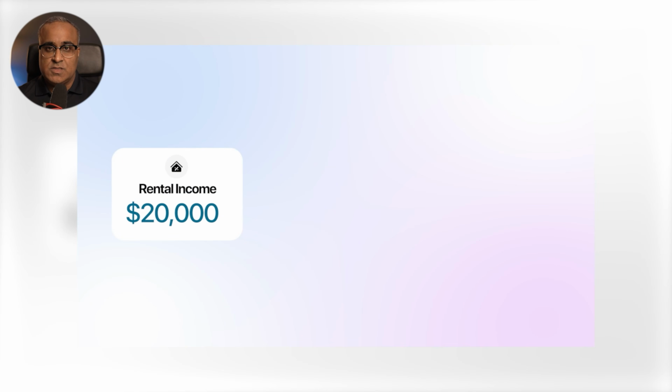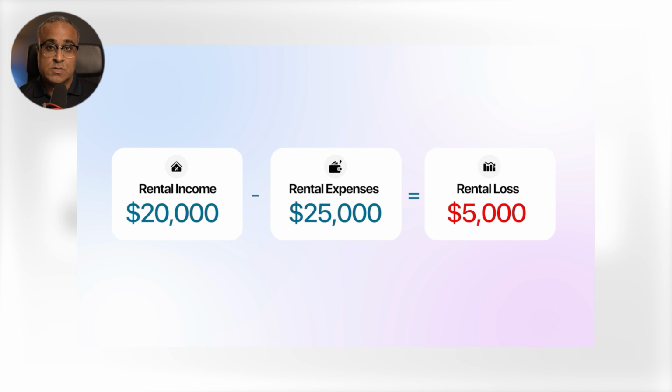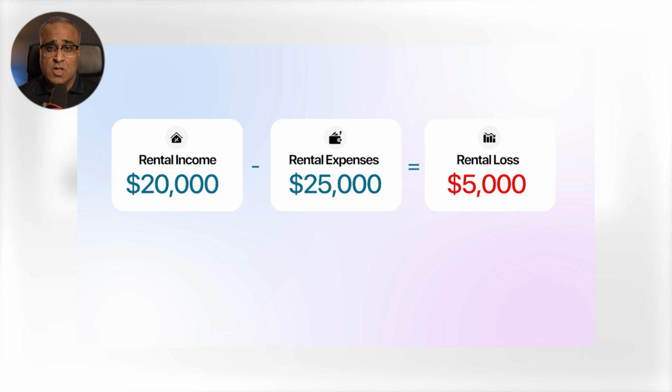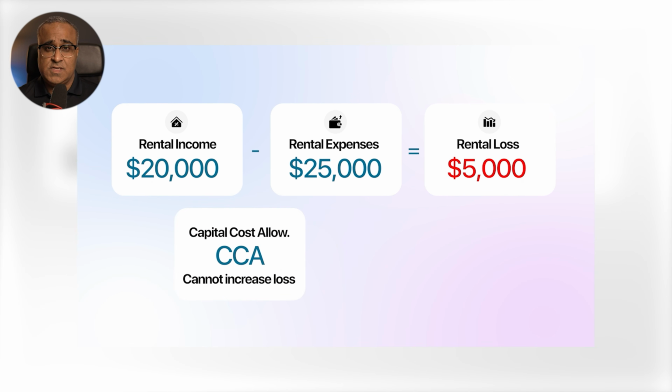Now let's get into an illustrative example when you have rental losses and you use CCA. Let's say you have $20,000 in rental income and $25,000 in expenses. With this, you have a $5,000 loss. Because you have this $5,000 loss, you cannot claim CCA to make that loss even bigger. In other words, your loss will remain at $5,000.